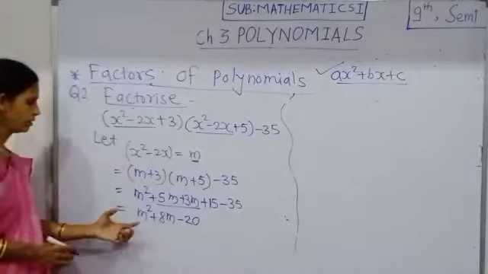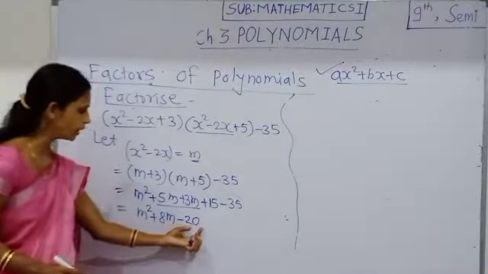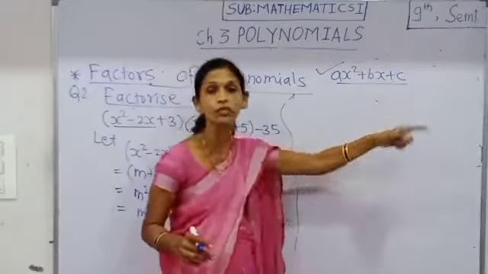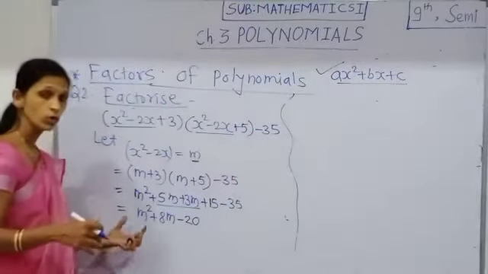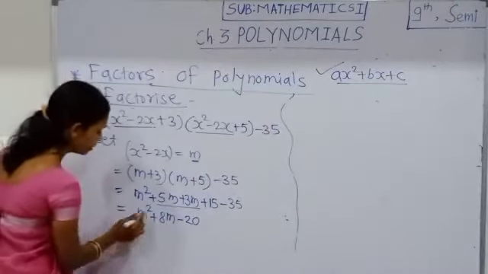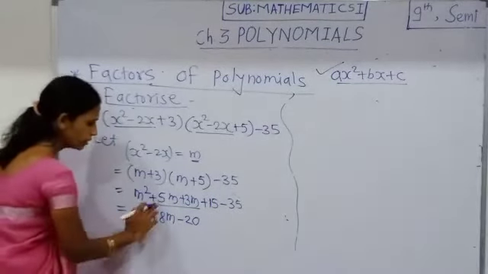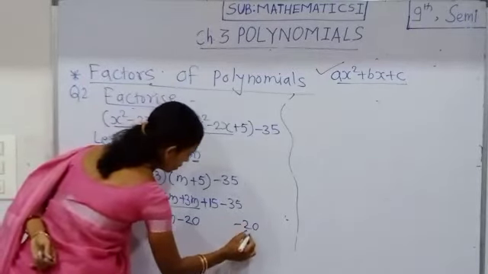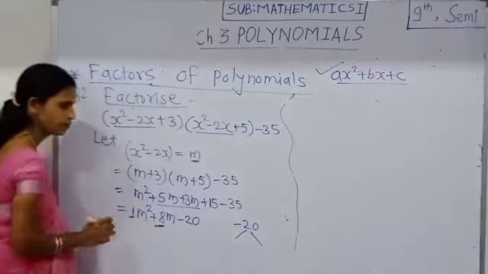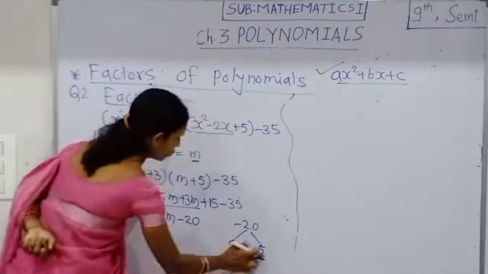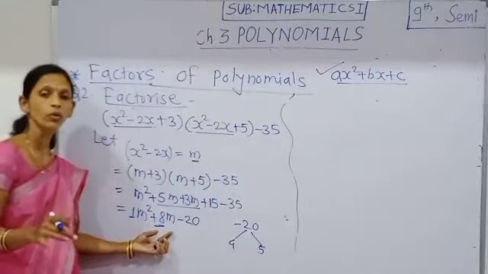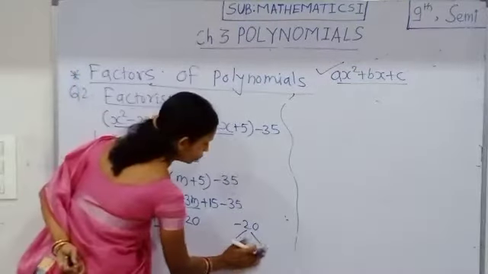Therefore we get the new quadratic polynomial, m square plus 5m plus 3m, that is plus 8m, plus 15 minus 35, therefore minus 20. Then m square plus 8m minus 20 is the new quadratic polynomial in the form of ax square plus bx plus c. You have solved those types of examples by factorizing the polynomial. Here the coefficient of the quadratic term is 1, therefore minus 20 is split into factors whose addition is plus 8. Here 4 and 5, the addition or difference of those two is not 8. Therefore, we have to factorize into other factors.